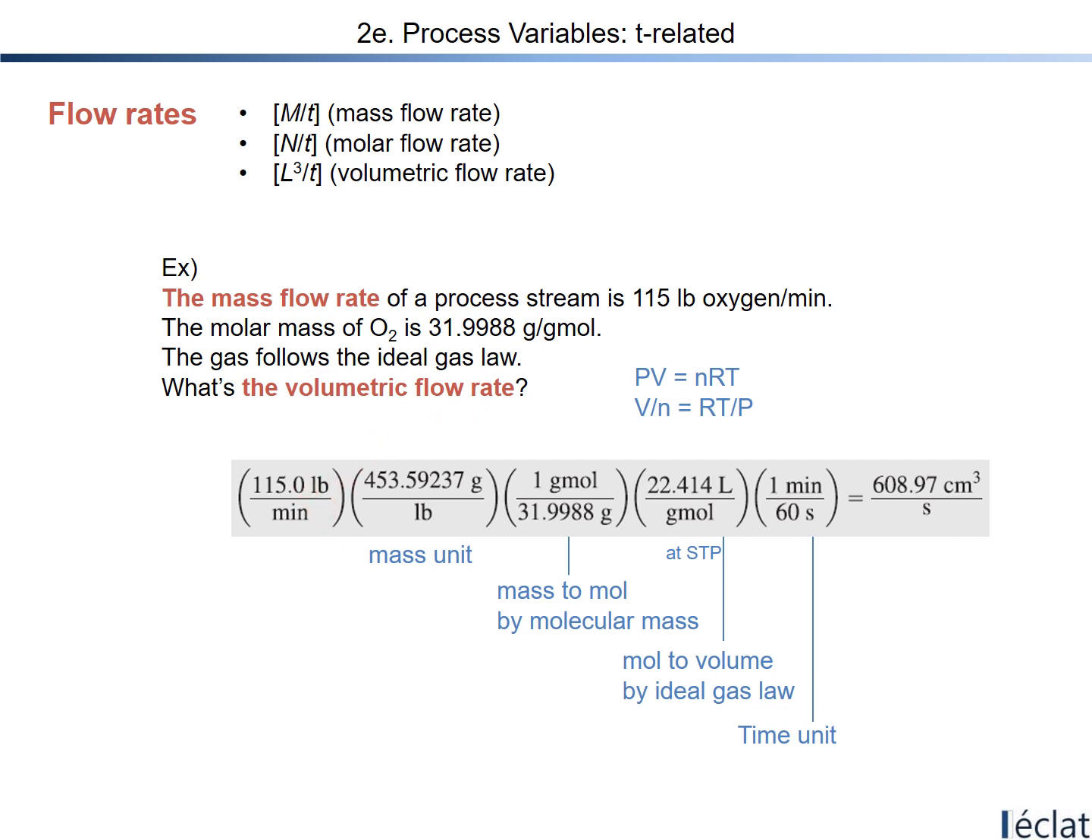Anyway, let me change my pointer to pen, and then I have applied this conversion factor: 453 gram is equal to 1 pound. Then we can cancel this one. So right now we have gram per minute. And then it's time to convert gram to gram mole. So with the molecular weight here, 1 gram mole is equal to 32 gram, the inverse of the molecular weight. So we can cancel the gram, and right now we have gram mole per minute, the molar flow rate.